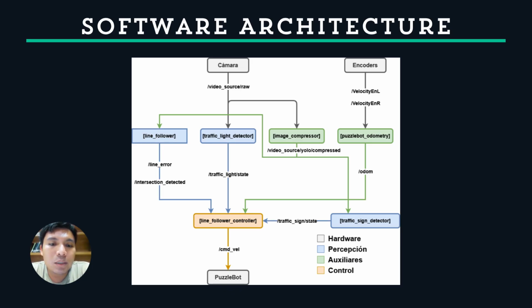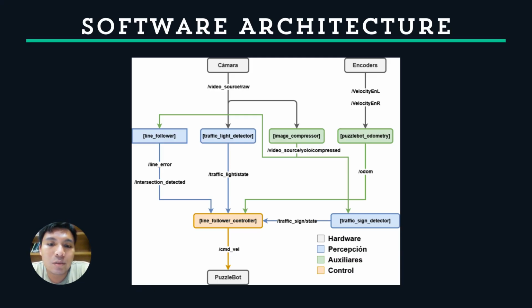We have the node Puzzlebot odometry that reads the velocity of both encoders and publishes in the odom topic. And we have the camera that publishes in video source raw. This image is used by the traffic light detector that publishes the traffic light state, and by the image compressor that compresses the raw image into a JPEG compressed image.